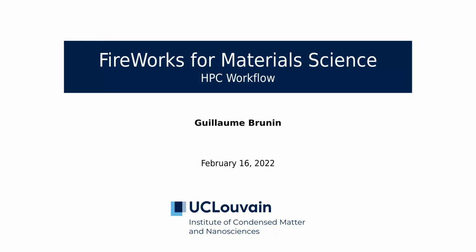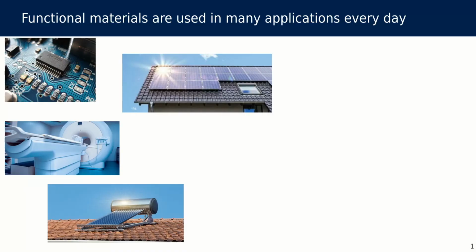So I'm Guillaume Brunin. I'm a researcher from the Institute of Condensed Matter and Nanosciences from the UC Louvain, and I'm going to talk about fireworks for material science. So in our lab, we are interested in functional materials, that are materials used in specific applications because they have given properties. For instance, materials used in photovoltaics, in electronics, in magnetic systems, and so on.